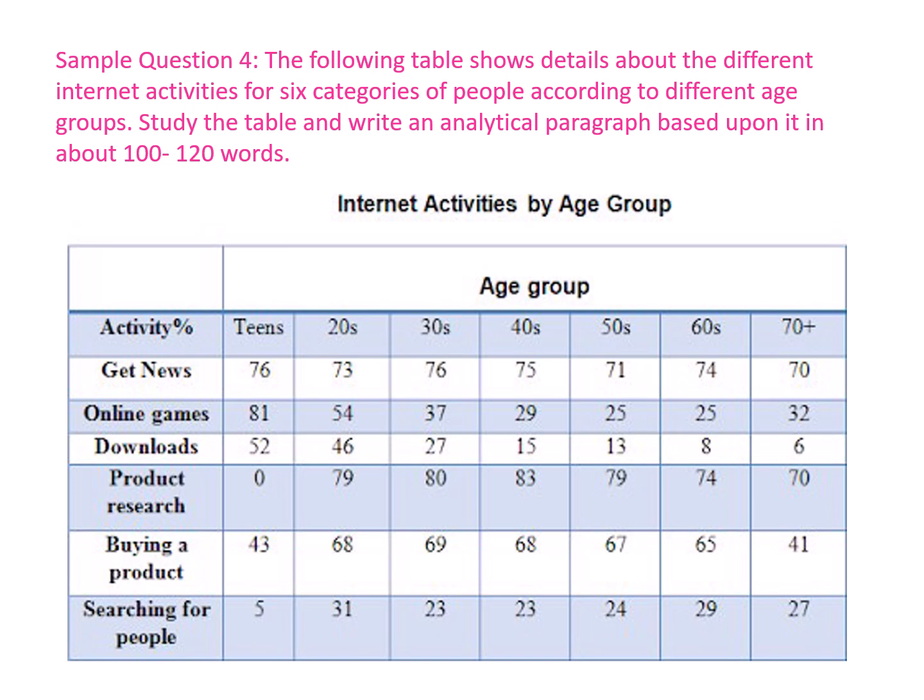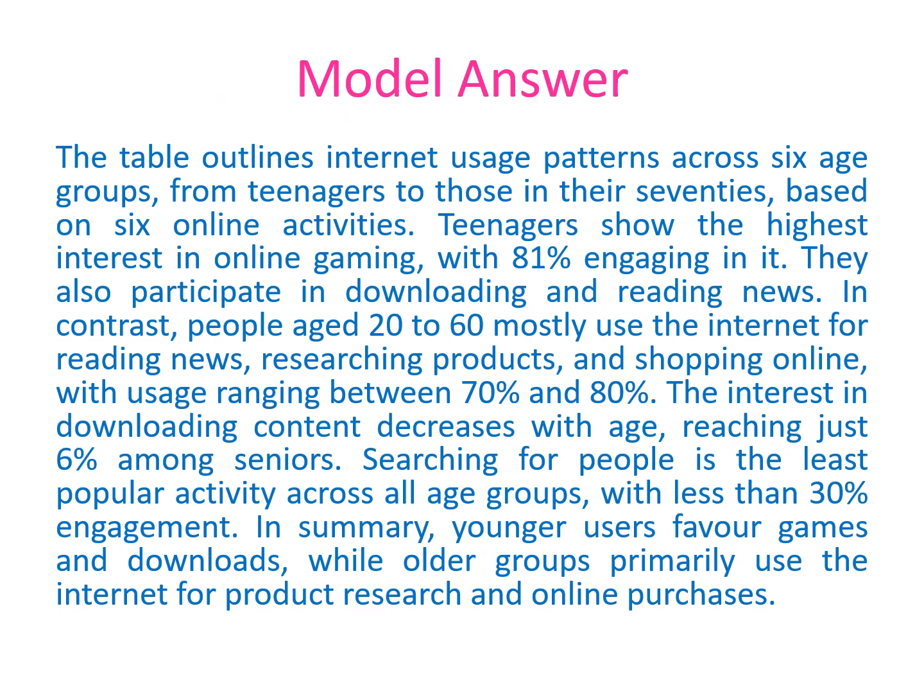Sample question 4. The following table shows details about the different internet activities for 6 categories of people according to different age groups. Study the table and write an analytical paragraph based upon it in about 100 to 120 words. Model answer. The table outlines internet usage patterns across 6 age groups, from teenagers to those in their 70s, based on 6 online activities.